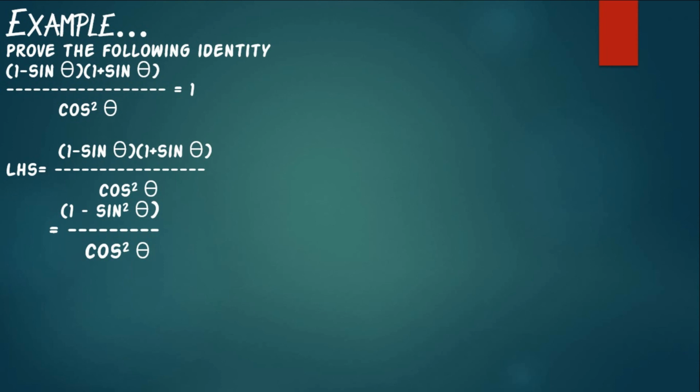So now I have cos squared theta over cos squared theta, which gives me a 1. Cos squared theta over cos squared theta is 1, just like 2 divided by 2 is 1, and 4 divided by 4 is 1. So my conclusion is that therefore the left hand side is equal to the right hand side. Now I've proven this.